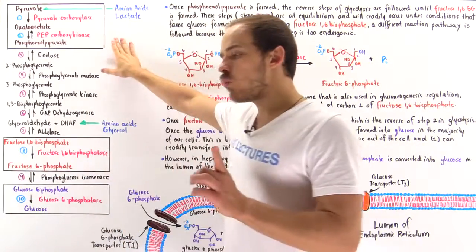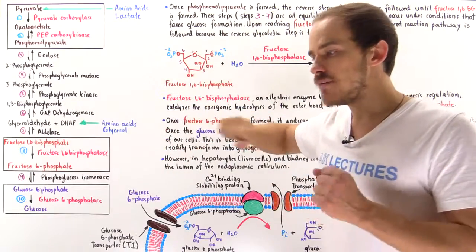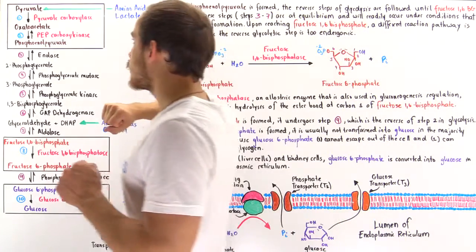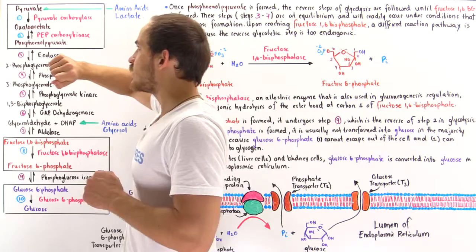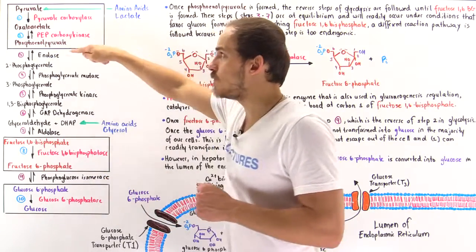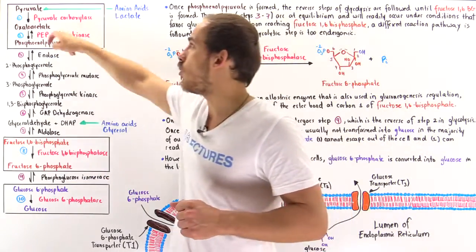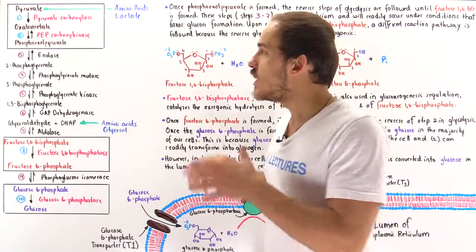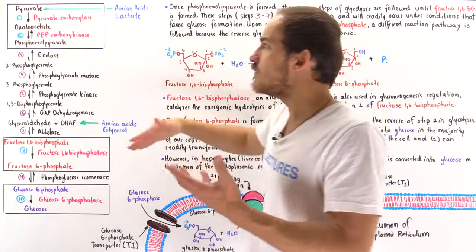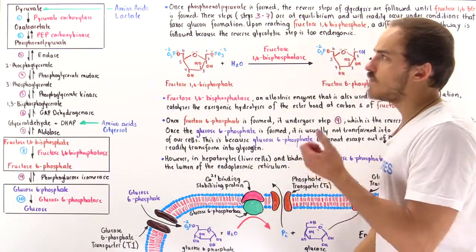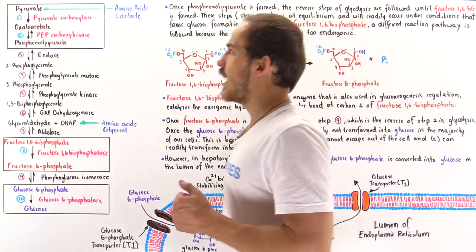In step number 1, which takes place entirely in the mitochondrial matrix, we have pyruvate being transformed into oxaloacetate by the activity of an enzyme we call pyruvate carboxylase. So this reaction involves the carboxylation of that pyruvate into oxaloacetate.